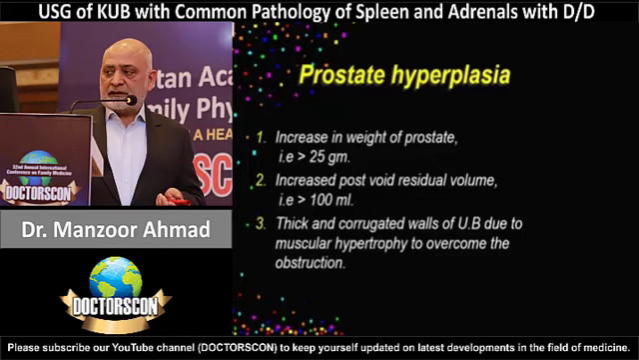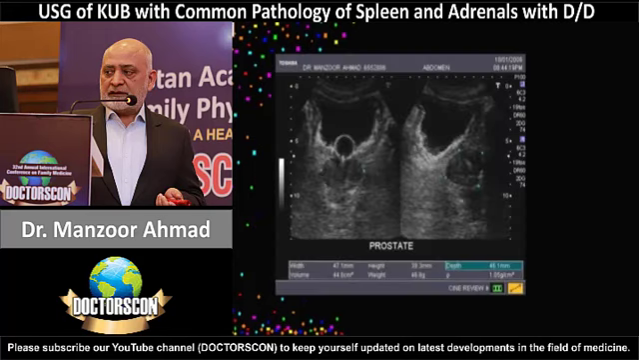Prostatic hyperplasia is labeled when the weight of the prostate is more than 25 grams, the post-void residual urine volume is more than 100 ml, and the walls of the bladder are thick and corrugated due to the outflow obstruction because of the muscular hypertrophy. How do we take the weight of the prostate?